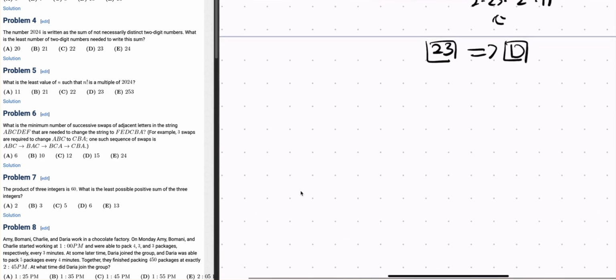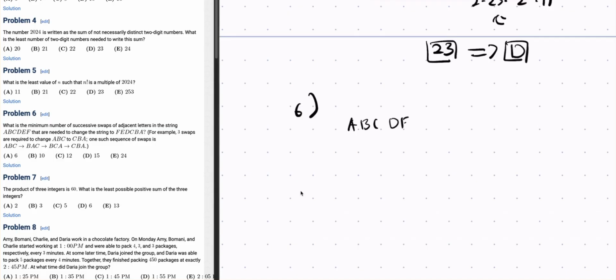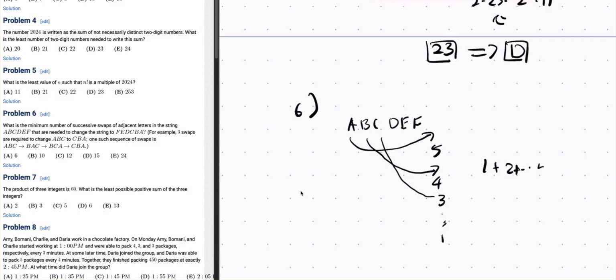Okay, now let's do problem 6. What is the minimum number of successive swaps of adjacent letters in the string A, B, C, D, E, F that are needed to change the string to F, E, D, C, B, A? So A, B, C, D, E, F. To get this here, we need at least 5. To get this here, we need 4. To get this there, we need 3, and so on until we need 1. So it's just 1 plus 2 plus all the way to 5, which is 15, and that's answer choice D.